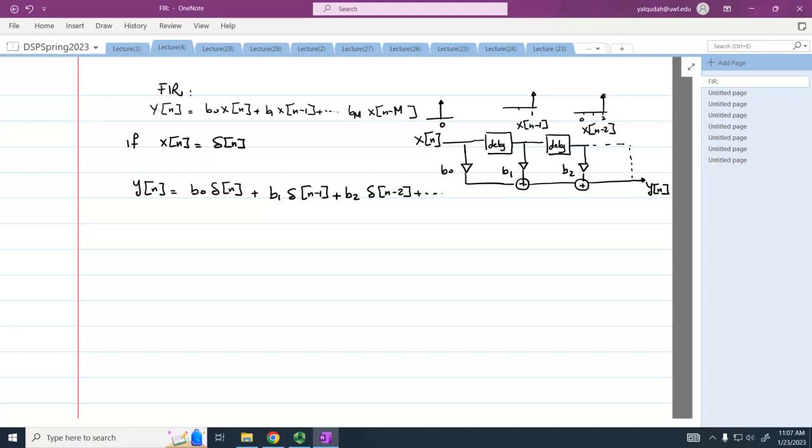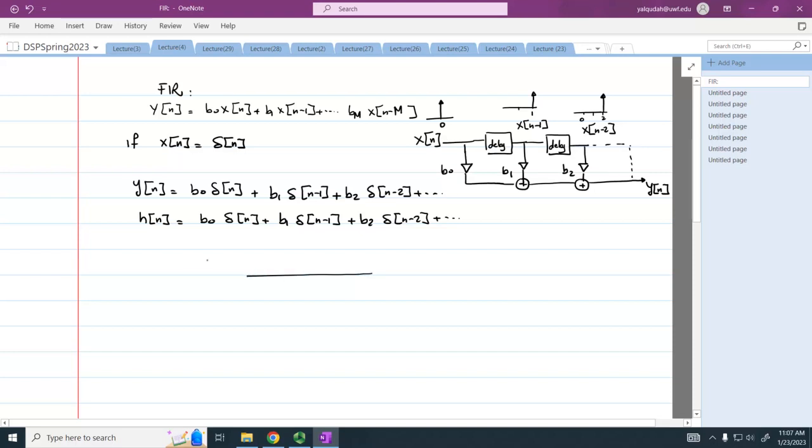This output is the impulse response. Why? Because it's the output when I applied an impulse. Therefore, h of n is equal to B0 delta of n plus B1 delta of n minus 1 plus B2 delta of n minus 2, etc., etc. And therefore, h of n is going to look something like this.